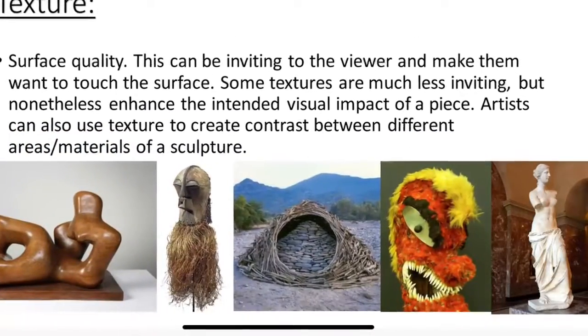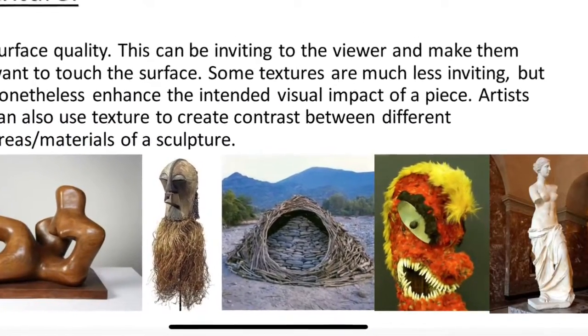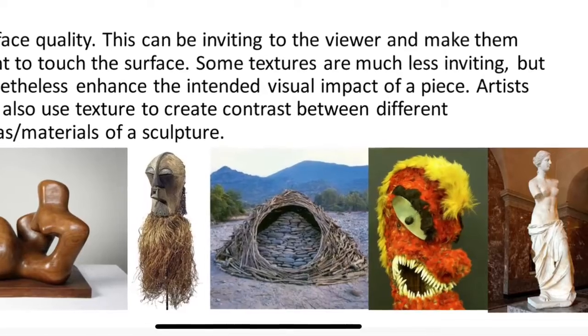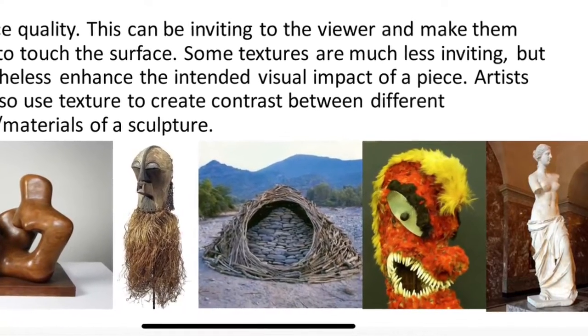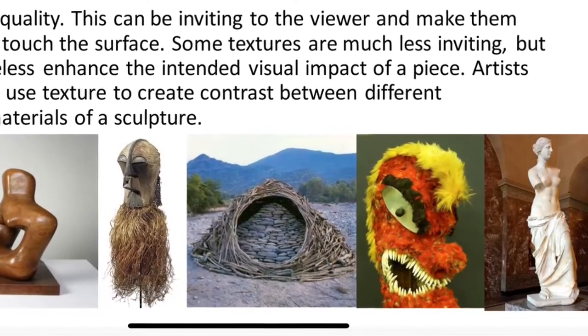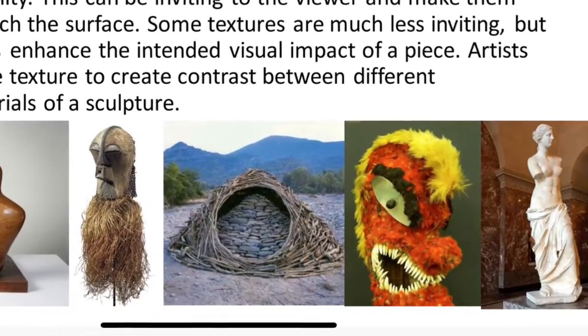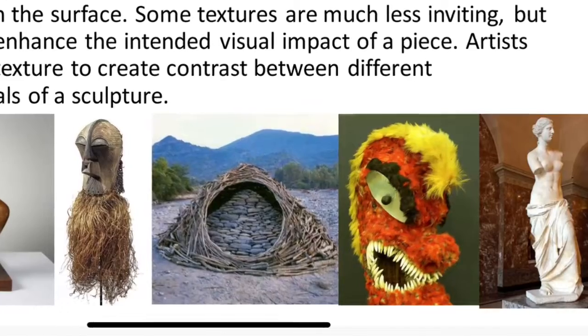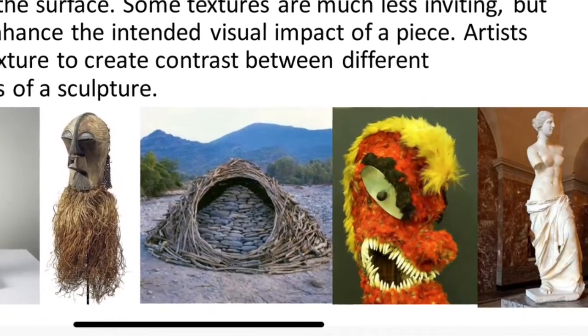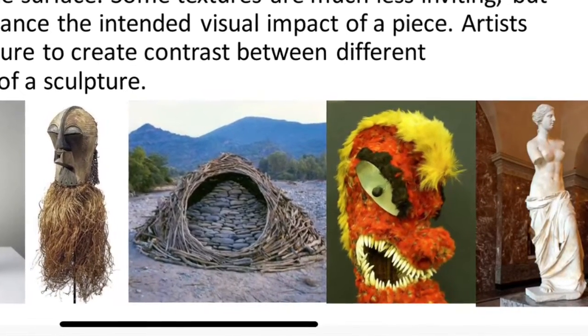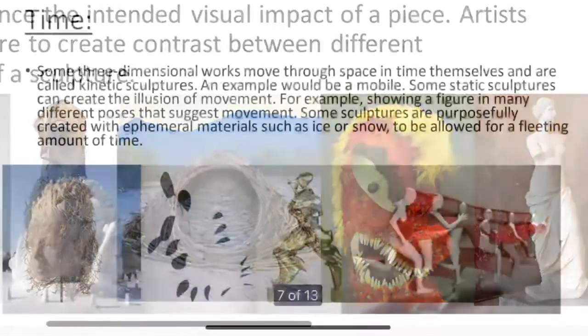The fifth element is texture, which basically refers to the surface quality. This can be inviting to the viewer and make them want to touch the surface. Some textures are much less inviting, but nonetheless enhance the intended visual impact of a piece. Artists can also use texture to create contrast between different areas and materials of a sculpture.